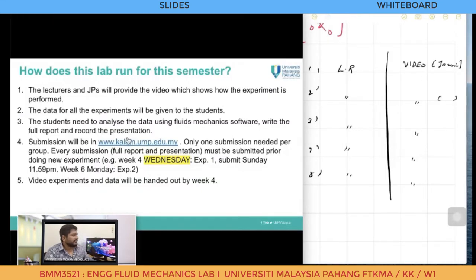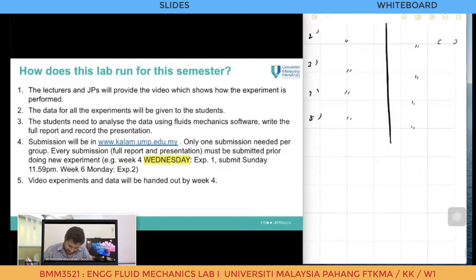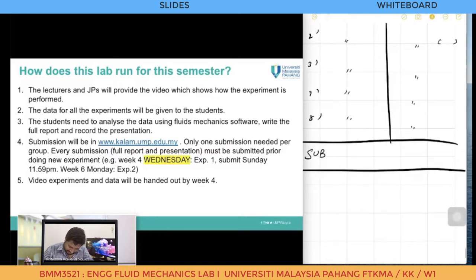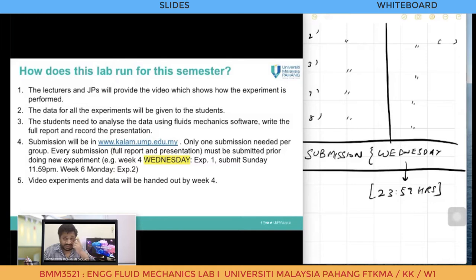For my group, I don't know which group number this is, 4 or 3, the submission is Wednesday and the last time on Wednesday is 2359 hours. So the date should not exceed Wednesday.